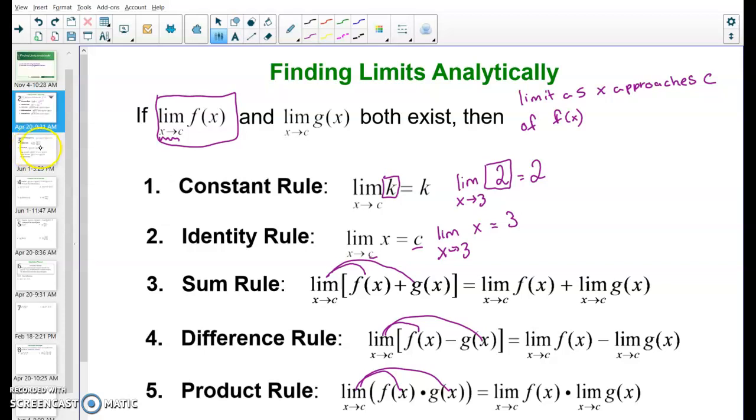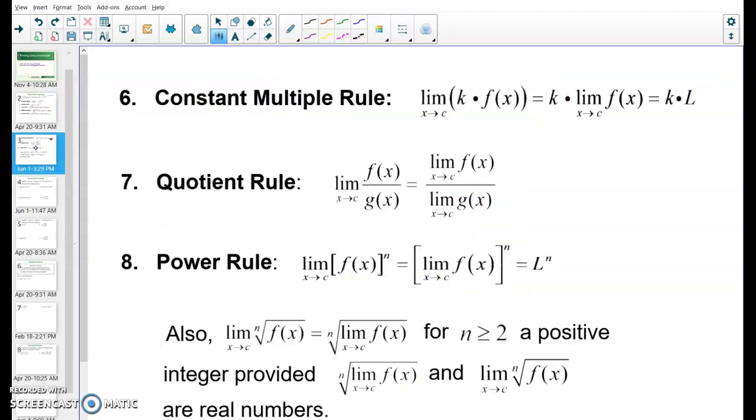Okay, we have a few more rules with this. Constant multiple rule. Okay, so here's my function, an equation or something like that, and I want to multiply it by a number out in front. Okay, I can just kind of move that number out to the front and just take the limit of my equation and then reattach or reapply that multiplication of the constant.